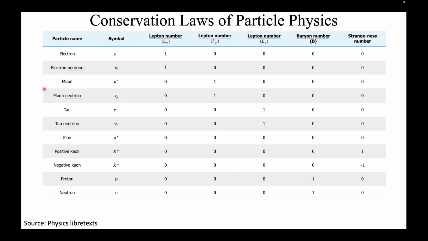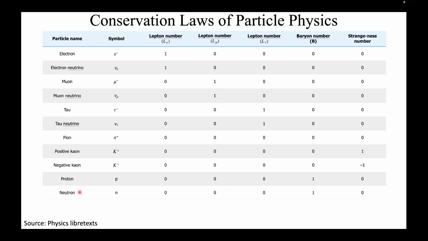The first 6 entities that you see are what are called leptons. For instance, the electron and electron neutrino have lepton number Le equal to 1, and the muon and muon neutrino have lepton number L mu equal to 1 and Le equal to 0. Similarly for tau and tau neutrino, the lepton number L tau is 1, while all other lepton numbers are 0. Pions and kaons are mesons, so naturally all 3 lepton numbers will be 0, and they are not baryons, so the baryon number is also 0.